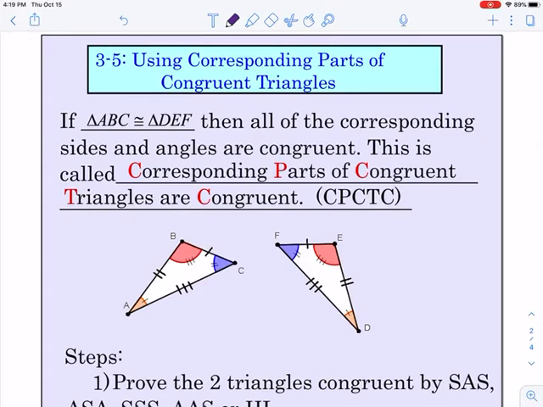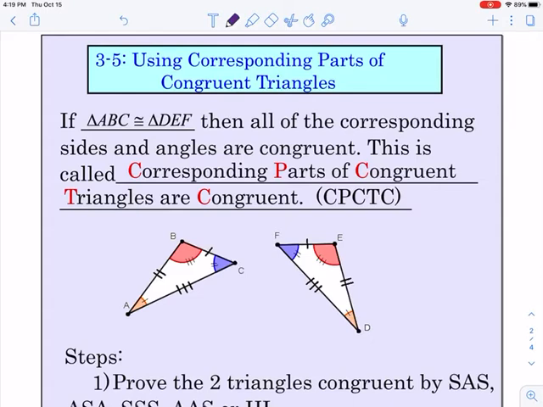So 3.5 is all about using corresponding parts of congruent triangles. Back in the beginning of the chapter, I think it was in section 1 or section 2, we talked about corresponding parts of congruent triangles already. We're going to use that inside of proofs now.